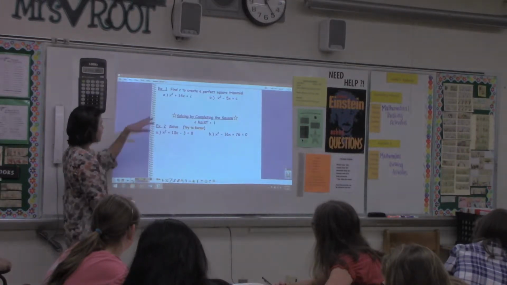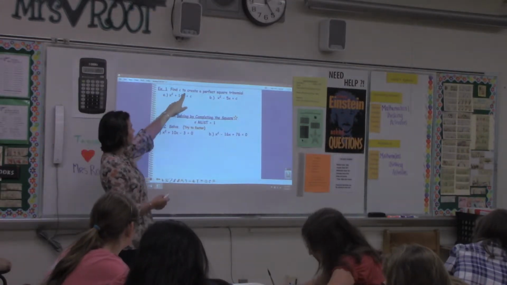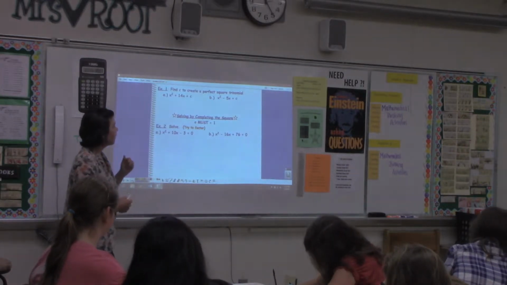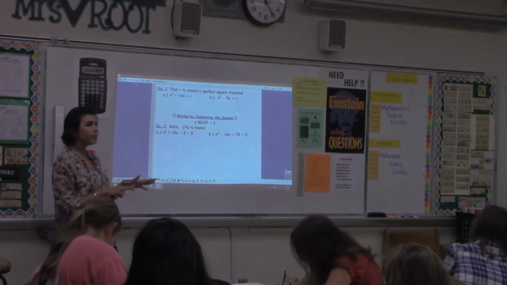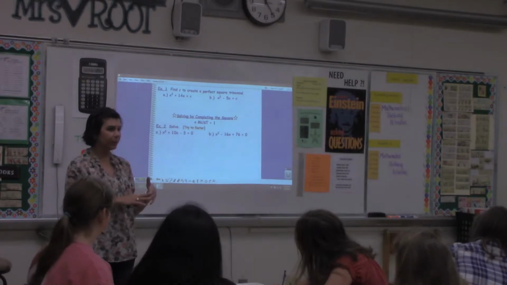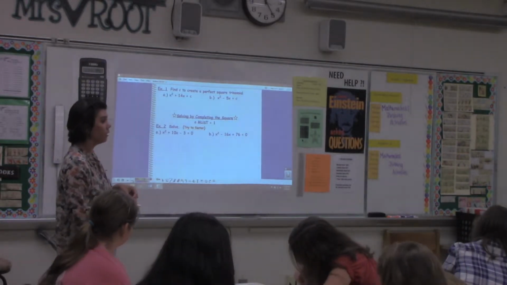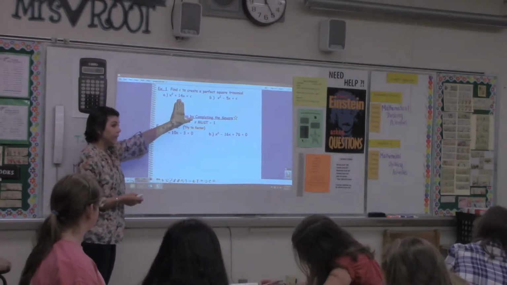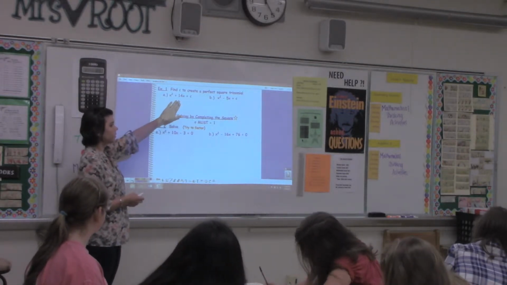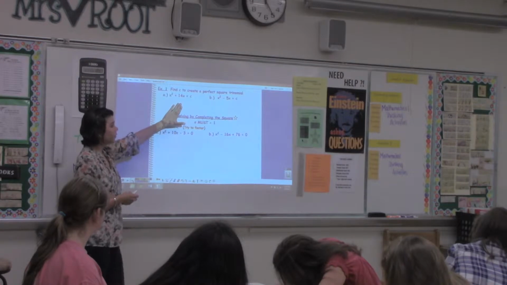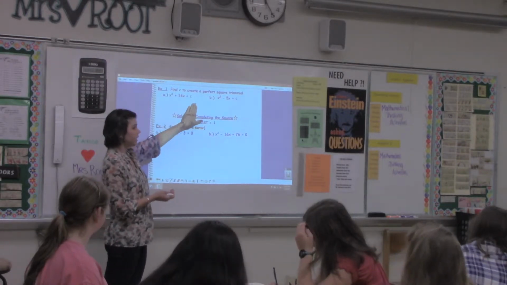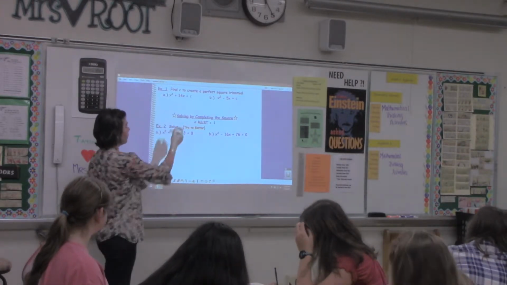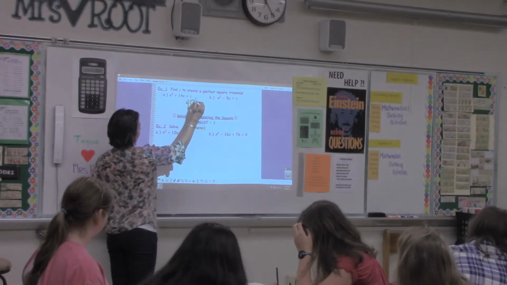Now, let's just go on to example 1 here. We want to find c to create a perfect square trinomial. So we're not completing the square, we aren't factoring, we're just figuring out what that value of c should be. So we're going to look at b, which is 14. Remember what we do first. Divide by 2. Good, divide by 2, which is 7. And then what do we do to get c? Square, which would be 49.